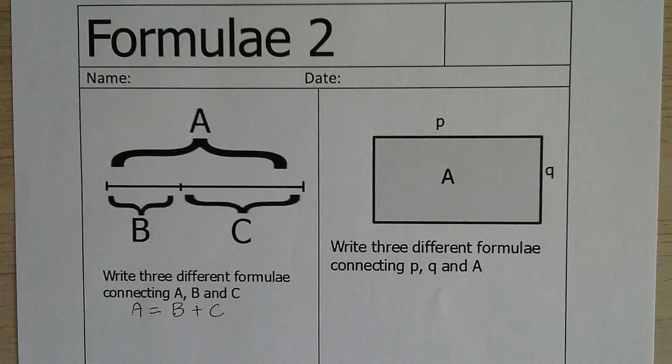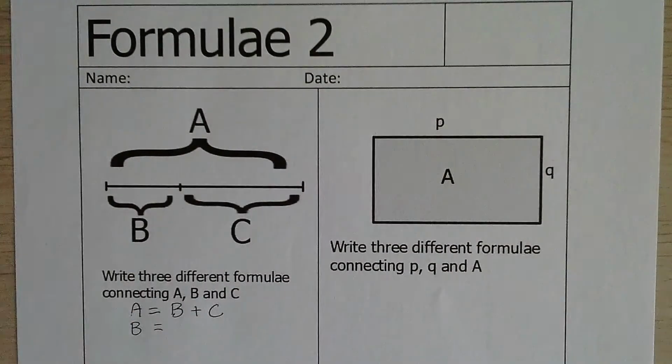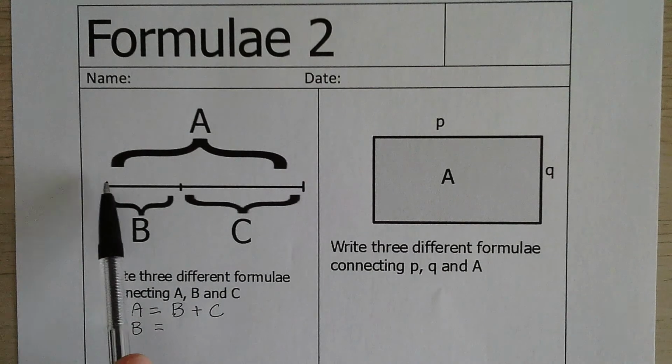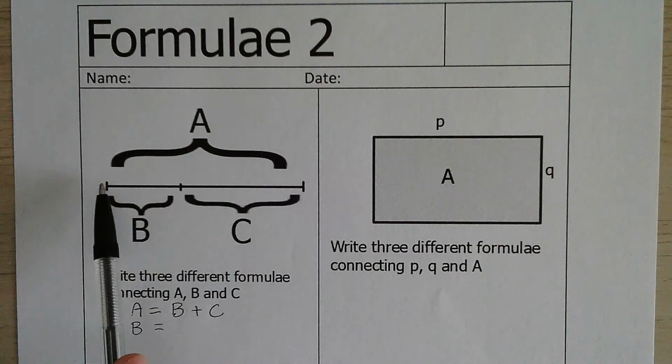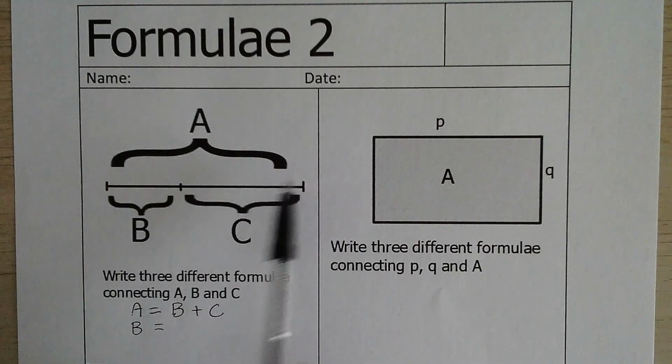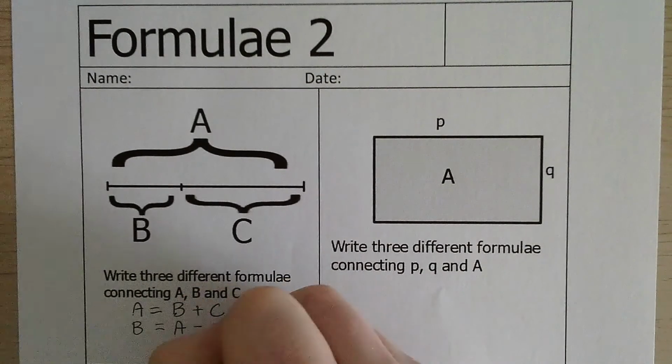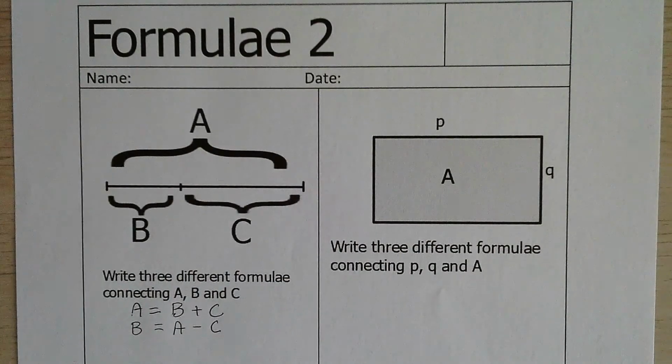Now we need to write two more formulae. Our next one is going to start with B equals. So I need to try and figure out how we can get B from using A and C. Because A represents the whole length of the line, I'm going to have to take something away from A in order to be left with B. So, if I do A take away C, then we're left with just B. So another formula can be B equals A take away C.